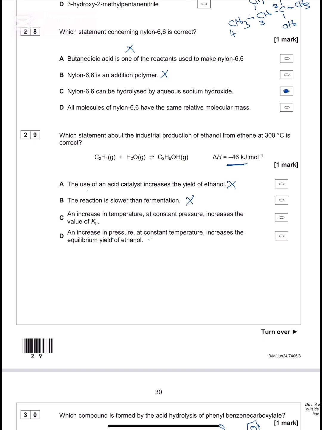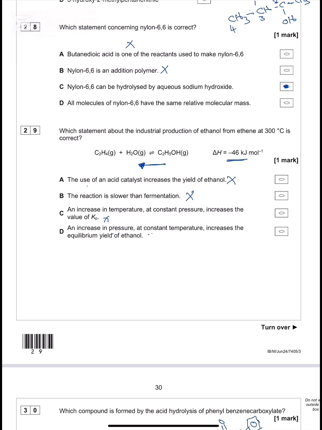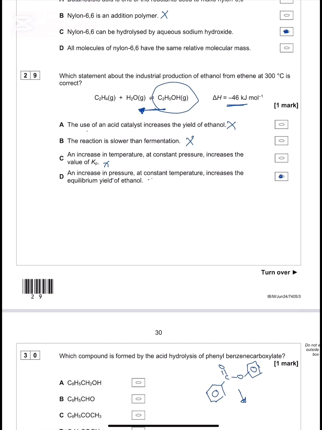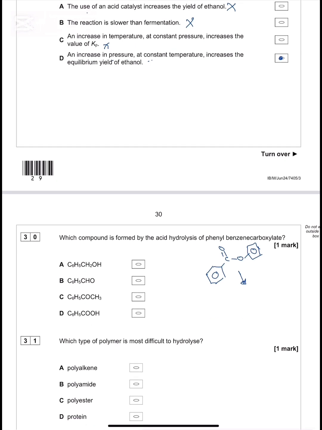An increase in the temperature at constant pressure will increase the value of Kp. This is also wrong because when we increase the temperature, the endothermic reaction will then predominate. So that means the reaction will be pushed to the left, so the Kp value will decrease rather than increase. An increase in the pressure at constant temperature increases the equilibrium yield of ethanol. This is right because there are a lower number of moles on the right hand side. So increasing pressure will push the reaction toward the forward reaction.